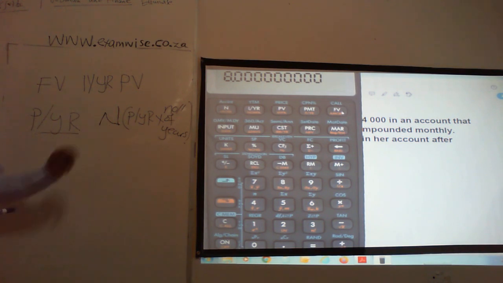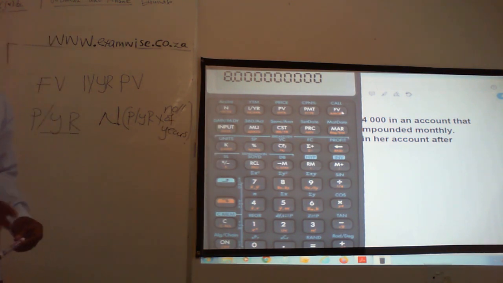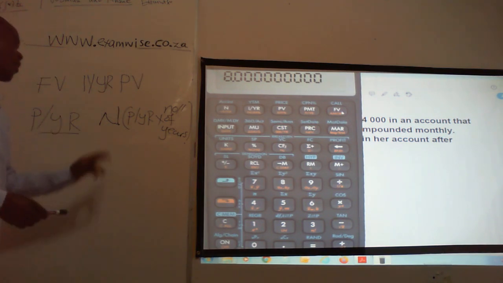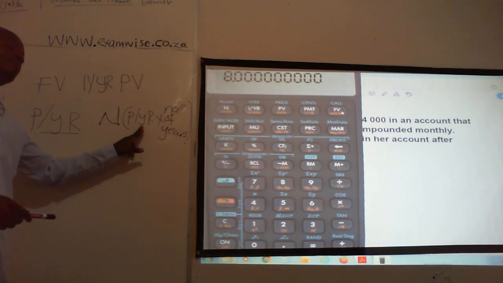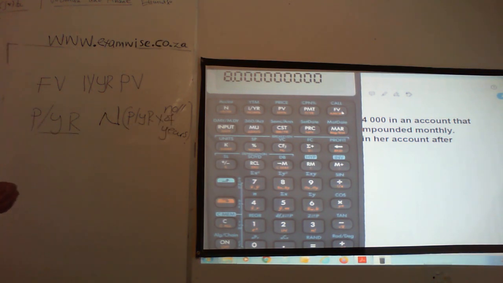Then after that, here we have our N. I emphasized that as long as interest is compounded more than once per annum, then our N will be the number of compounding periods per annum multiplied by the number of years. Here you are seeing that we do have 5 variables: 1, 2, 3, 4, 5. So we will be playing around with these variables.